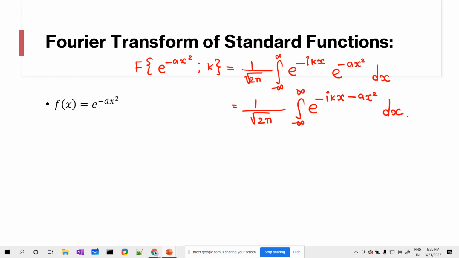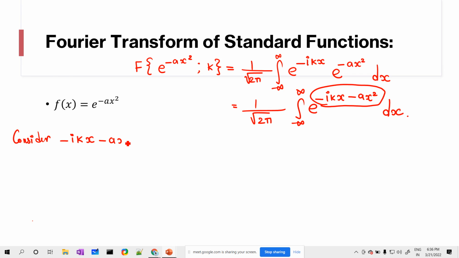Now comes the difficult part. To calculate this integration, I try to simplify the power of it. So I consider the power, I simplify it, and then I will write it over here. Okay, so consider the power, that is nothing but minus ikx minus ax square.